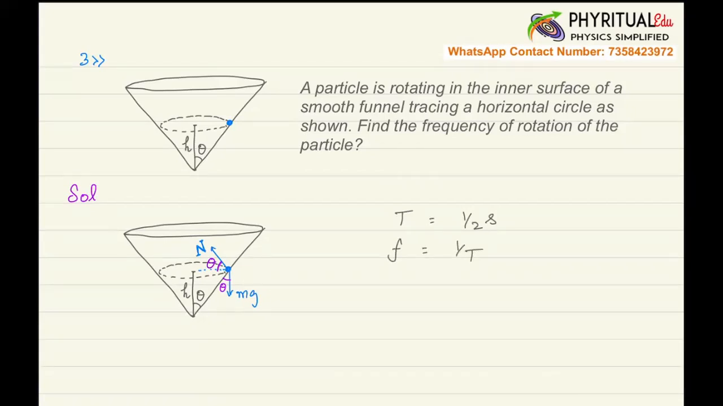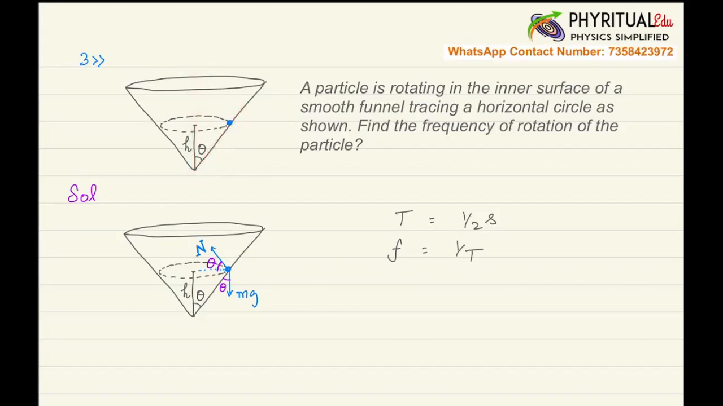And so this is going to be a case just like how we have a conical pendulum, where a pendulum goes in a horizontal circle under the effect of mg and tension force. Here is a similar scenario where a particle is moving on the inner surface of a smooth funnel under the effect of mg and normal contact force. We are given that the height of the circle from the base of the funnel is h, and theta is the angle made by the axis of the funnel.